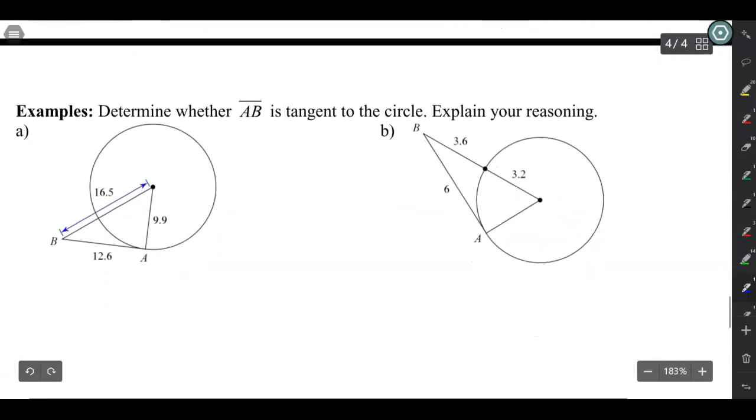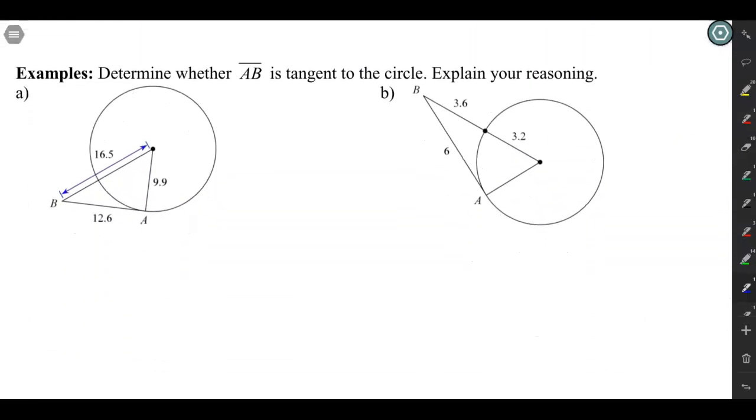All right, now let's look at these last two examples. These ones are some really interesting ones. I really like these ones. What we're trying to do is determine if AB is tangent to the circle, and we have to explain our reasoning. Our explanations are going to look like a bunch of math equations, okay? So what we're trying to do is decide, is this AB tangent to the circle?